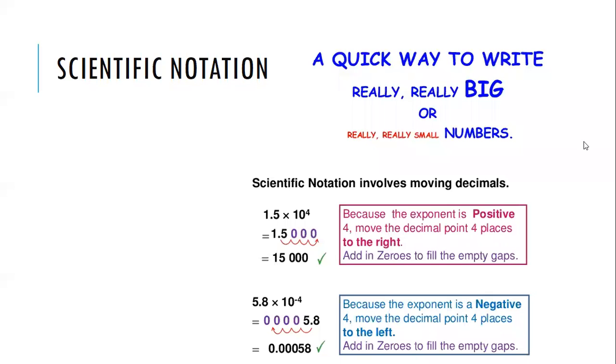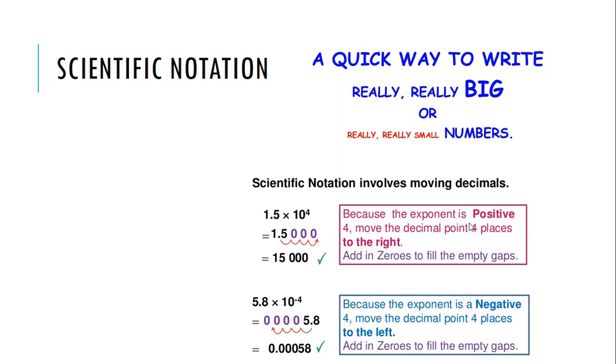So we're on to scientific notation. How many of you have used scientific notation? Yes. All right. It's a quick way to write really, really big or really, really small numbers, right? And scientific notation is based off of decimal movement, right? Did you go to the left? Did you go to the right? And depending on which direction you go dictates the power of your 10.